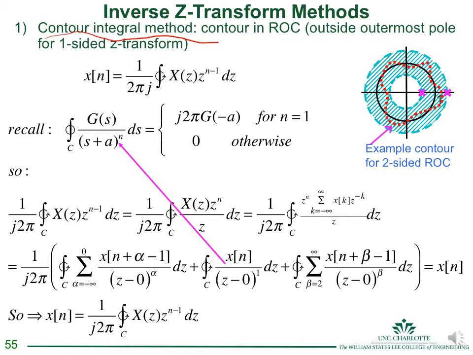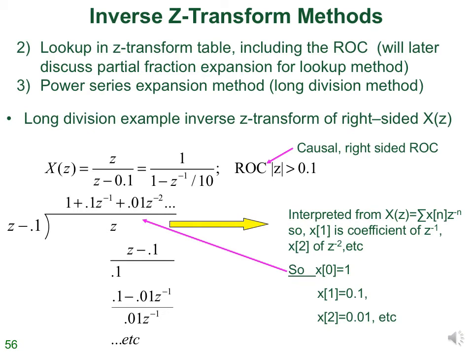Of course, the more common method is look it up in the Z transform table. Don't forget the region of convergence using two-sided transforms. In a moment, we'll do a partial fraction expansion example using the lookup table method. Another method that can be used for the inverse Z transform is a power series expansion or long division. It's just best seen by example.